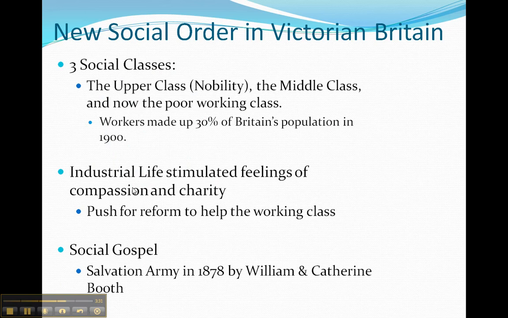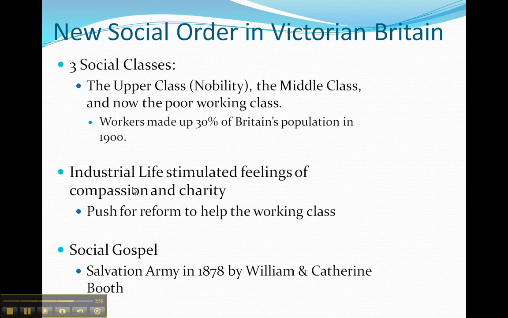The Industrial Revolution created a new social order in Britain. 3 social classes emerged as a result. We now have the upper class, which was the nobility, and the new middle class, which we have been talking about. Now the working class emerged, and were very poor. The workers made up about 30% of Britain's population in 1900.